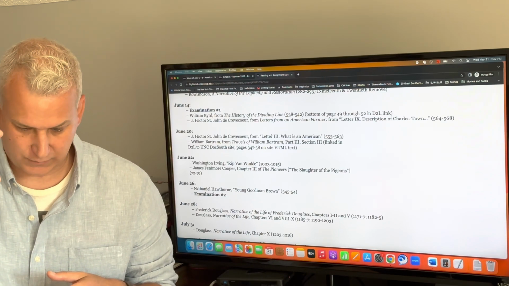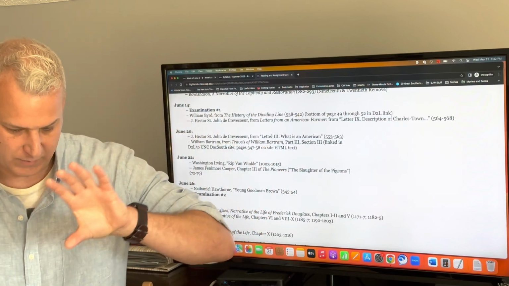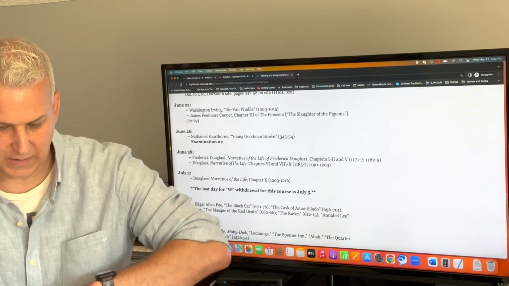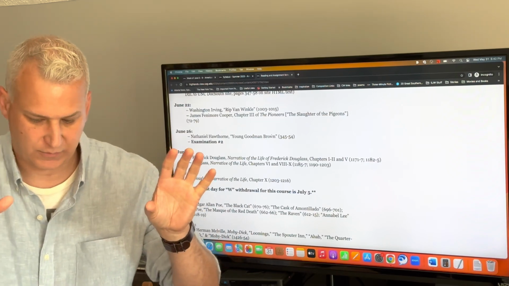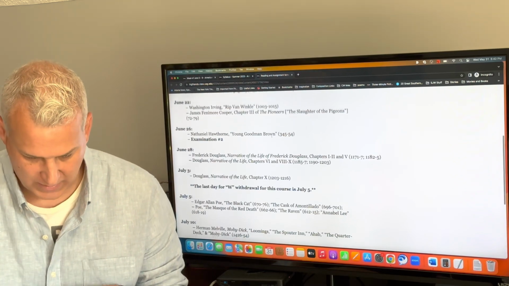The first exam covers those first few writers. The second exam covers everything between exam 1 up to exam 2. Then we will deal with Narrative of the Life of Frederick Douglass, the most famous slave narrative in American literature. We're going to read several chapters from that.